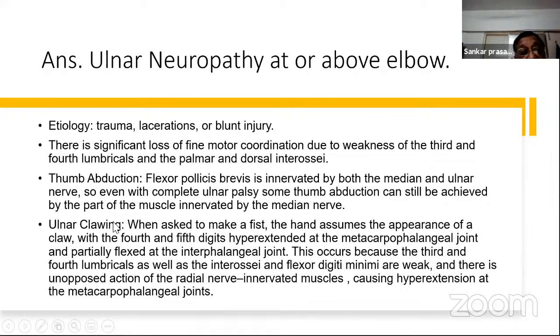And we look at the ulnar clawing. When asked to make a fist, the hand assumes the appearance of a claw with the fourth and fifth digits hyperextended at the MCP joints and partially flexed at the interphalangeal joints. This occurs because the third and fourth lumbricals as well as the interossei and flexor digiti minimi are weak, and there is unopposed action of the radial nerve innervated muscles causing hyperextension at the metacarpophalangeal joints.